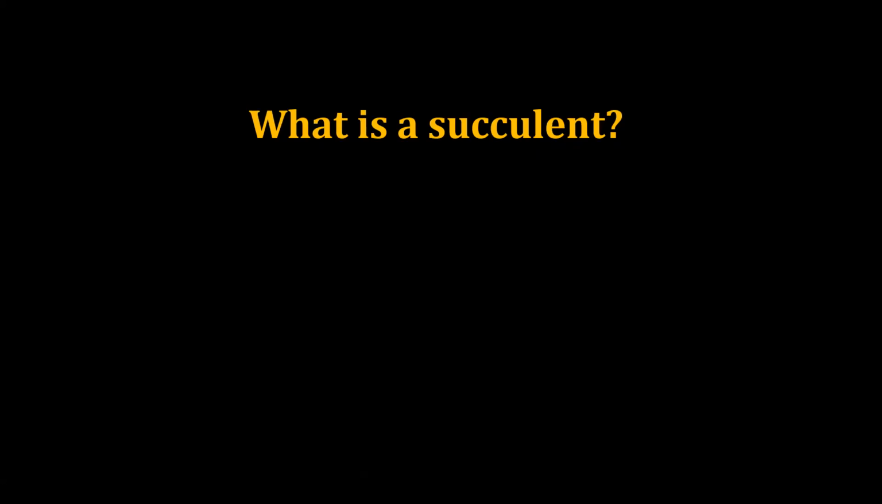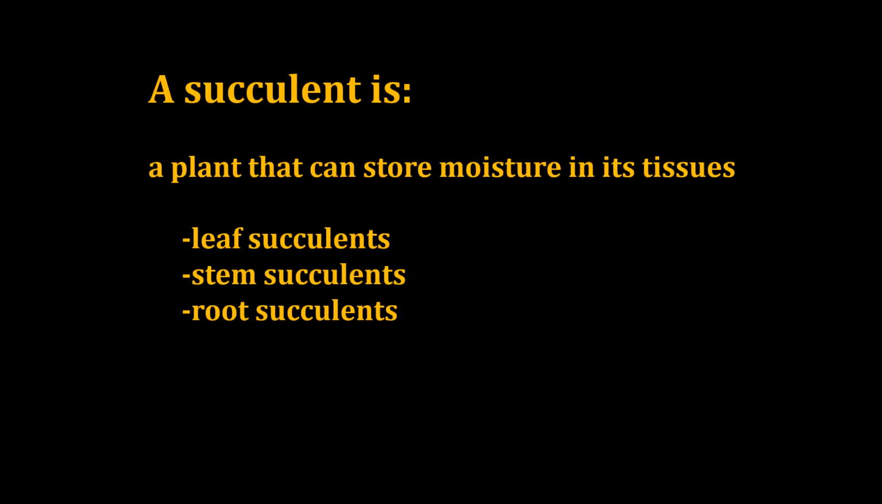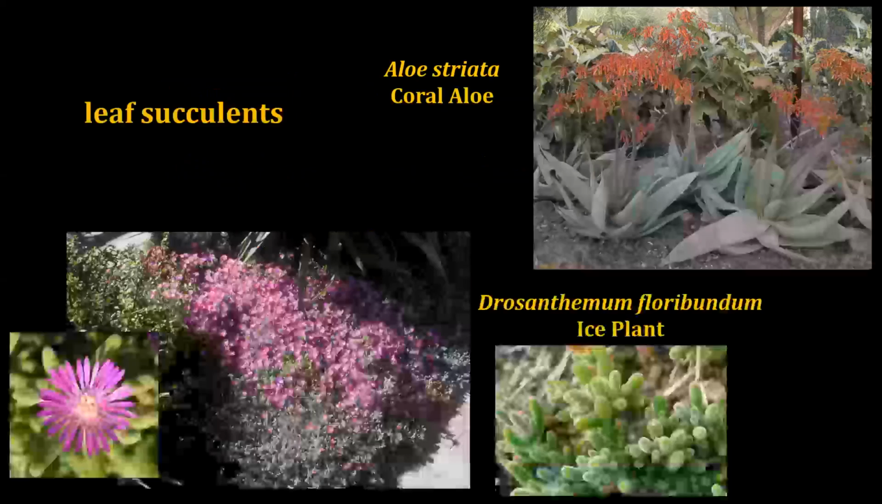So we have different types of succulents. Some of these plants are considered leaf succulents. They store the moisture in their leaf tissues. Stem succulents, storing that water in their stems. And there aren't too many, but there are some root succulents, which primarily store a reserve of moisture within their root systems. So we're going to look at these.